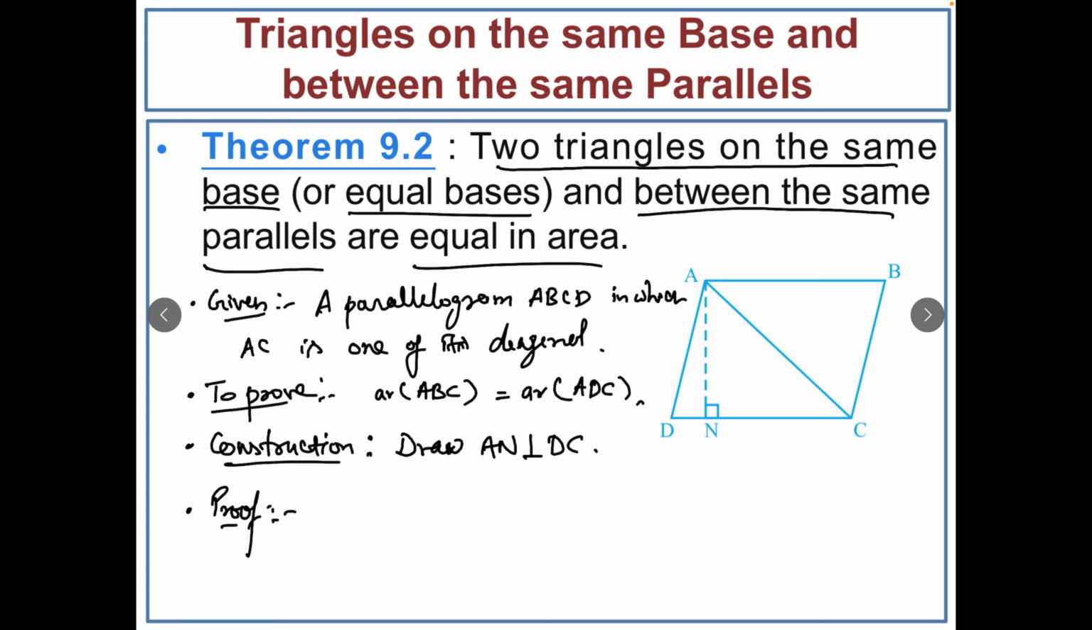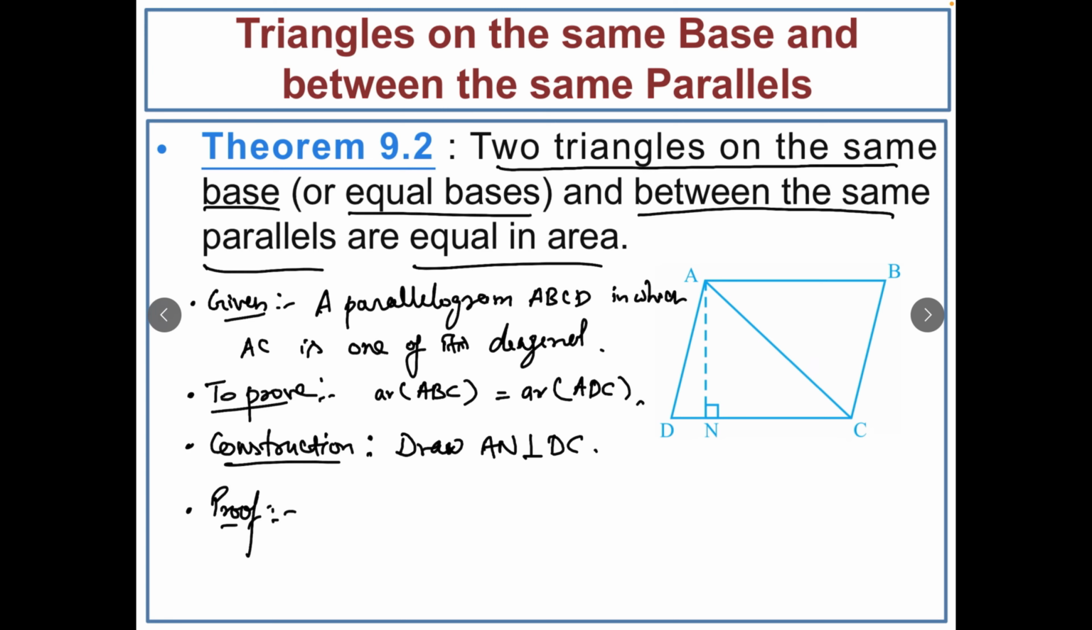Since we know that the opposite sides of a parallelogram are equal, this DC will be equal to AB. So in place of DC we can write AB, giving half into AB into AN, as DC is equal to AB because they are the opposite sides of a parallelogram, they have to be equal. Now this is half into base into height.